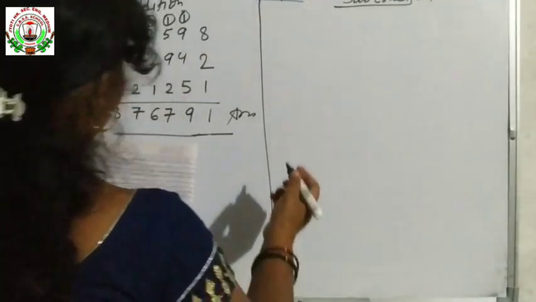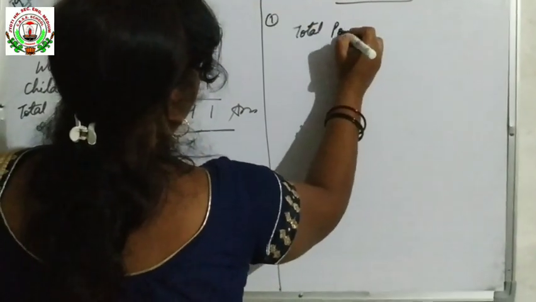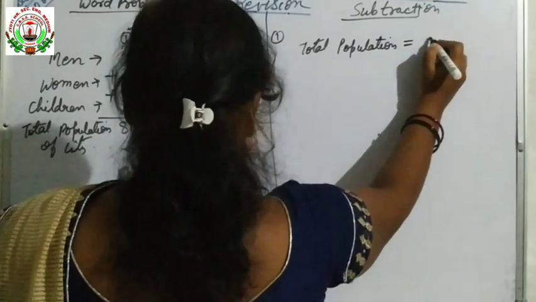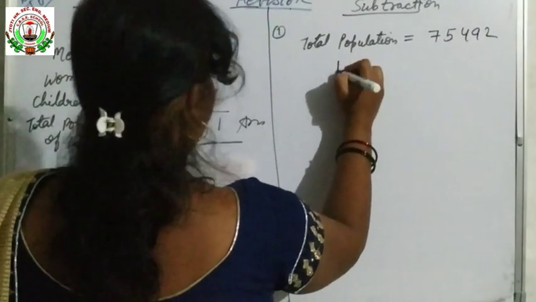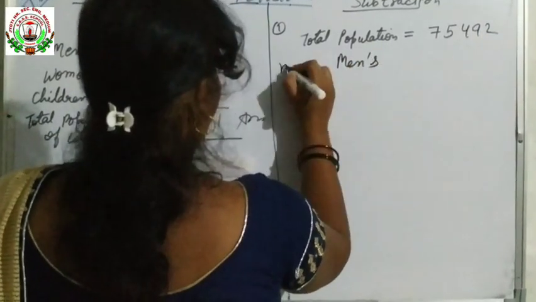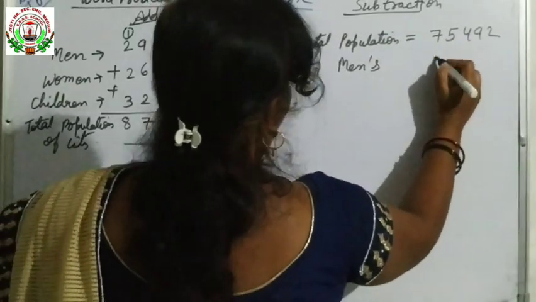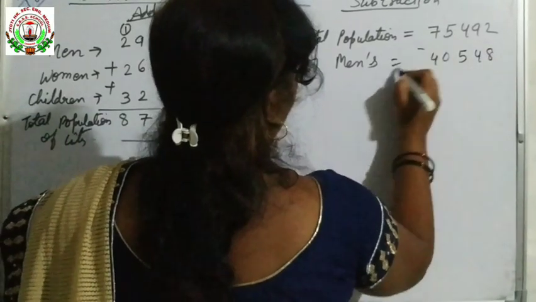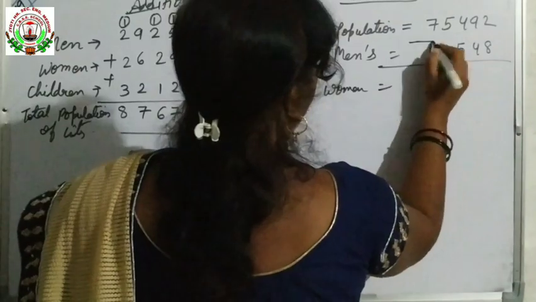Here the population of a town is given, total population is given. Total population is 75,492, and number of men are 40,548. We have to find out the women. So it is women. So subtract it.